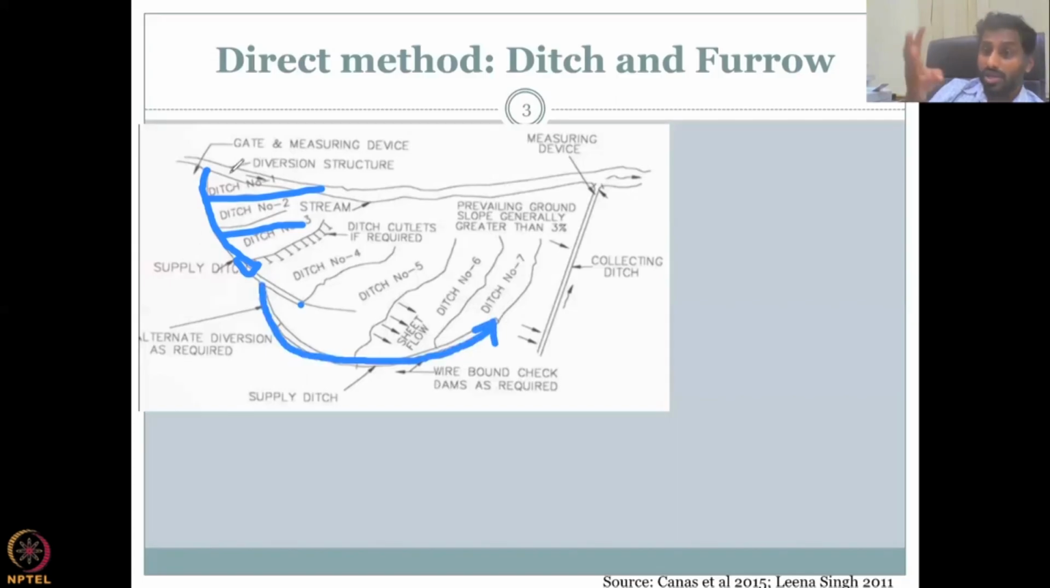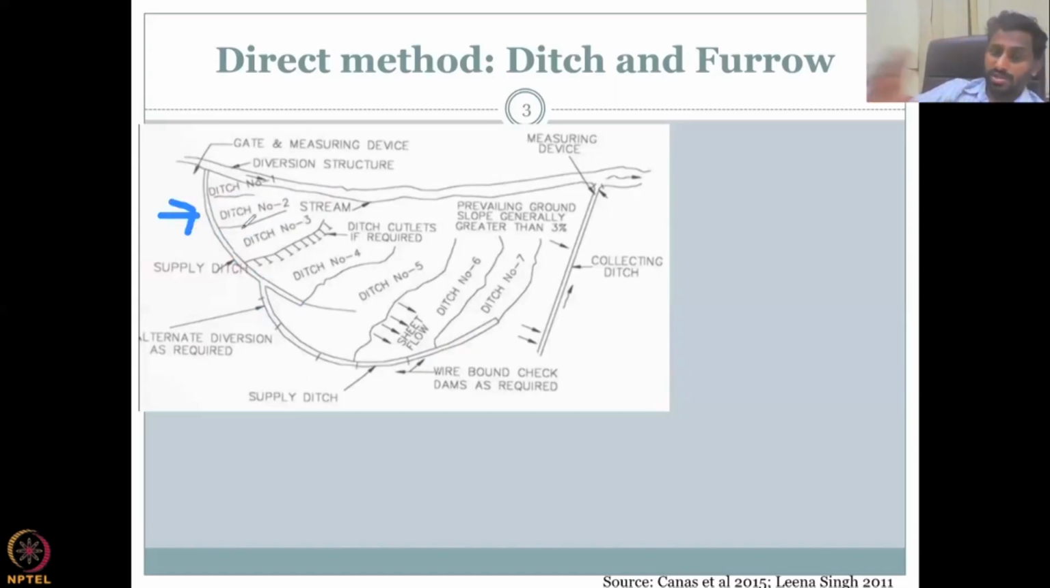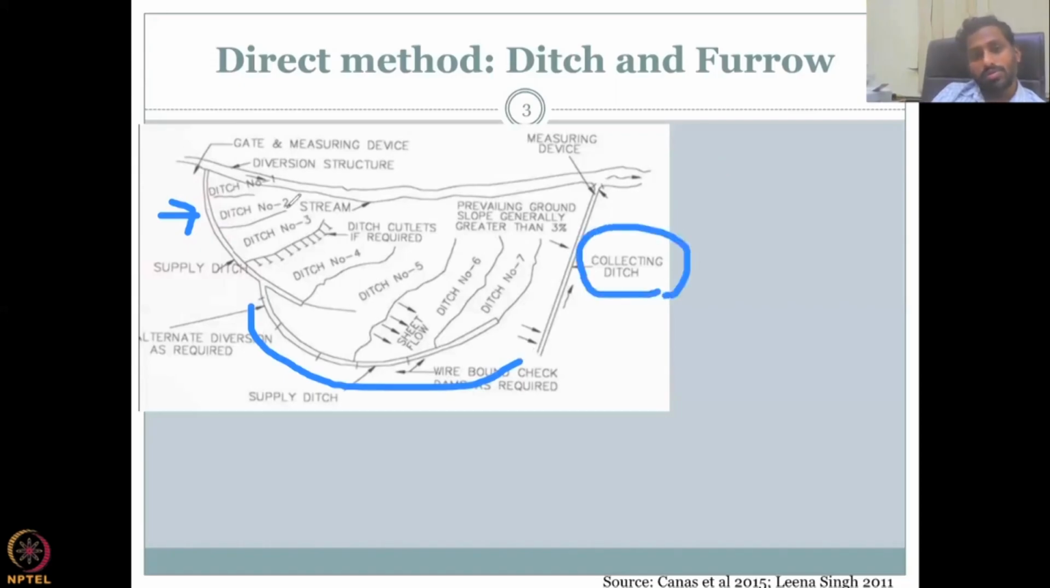Okay, so you have three ditches in this diagram at least. The major ditch, which is supplying the water. So this is a major ditch from the major channel. It takes water, and then from the major ditch, there are branch ditches or furrows that take the water and recharge. Then there is an alternate ditch just to extend the ditch, and then there is a collecting ditch. All this water which is not entering the furrows, which is not entering into the groundwater, can go back to the collecting ditch.